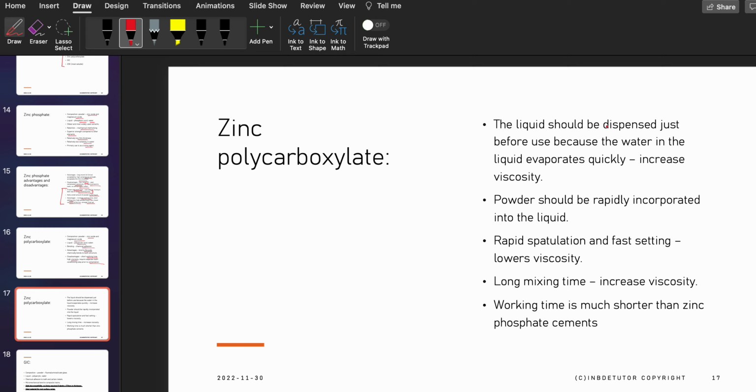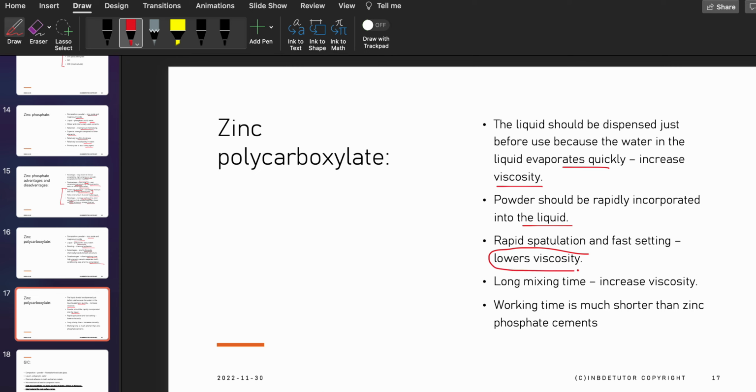Now, the liquid should be dispensed just before use because the water in the liquid evaporates quickly, so it has the increased viscosity. Powder should be rapidly incorporated into the liquid. Rapid spatulation and fast setting will lower the viscosity.